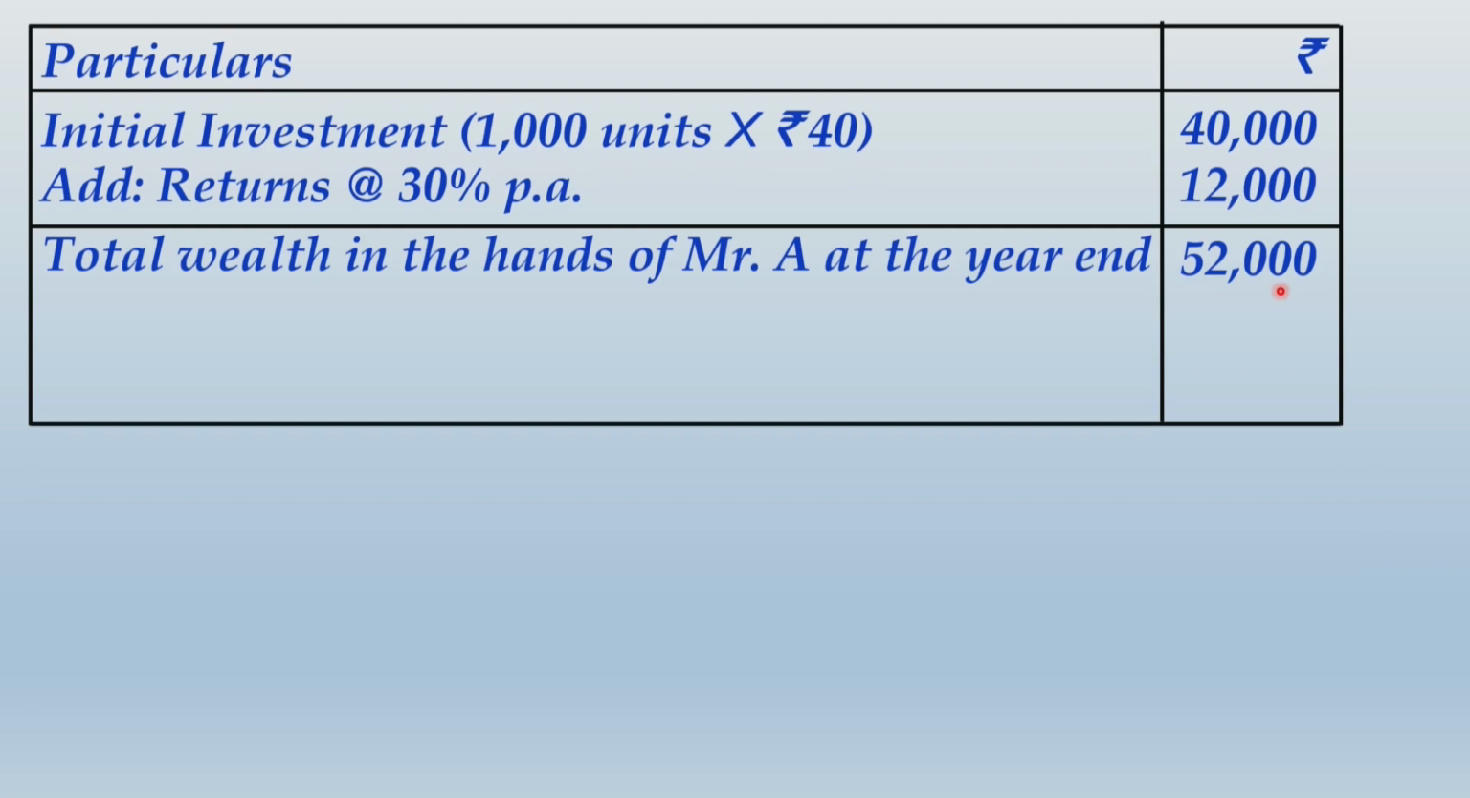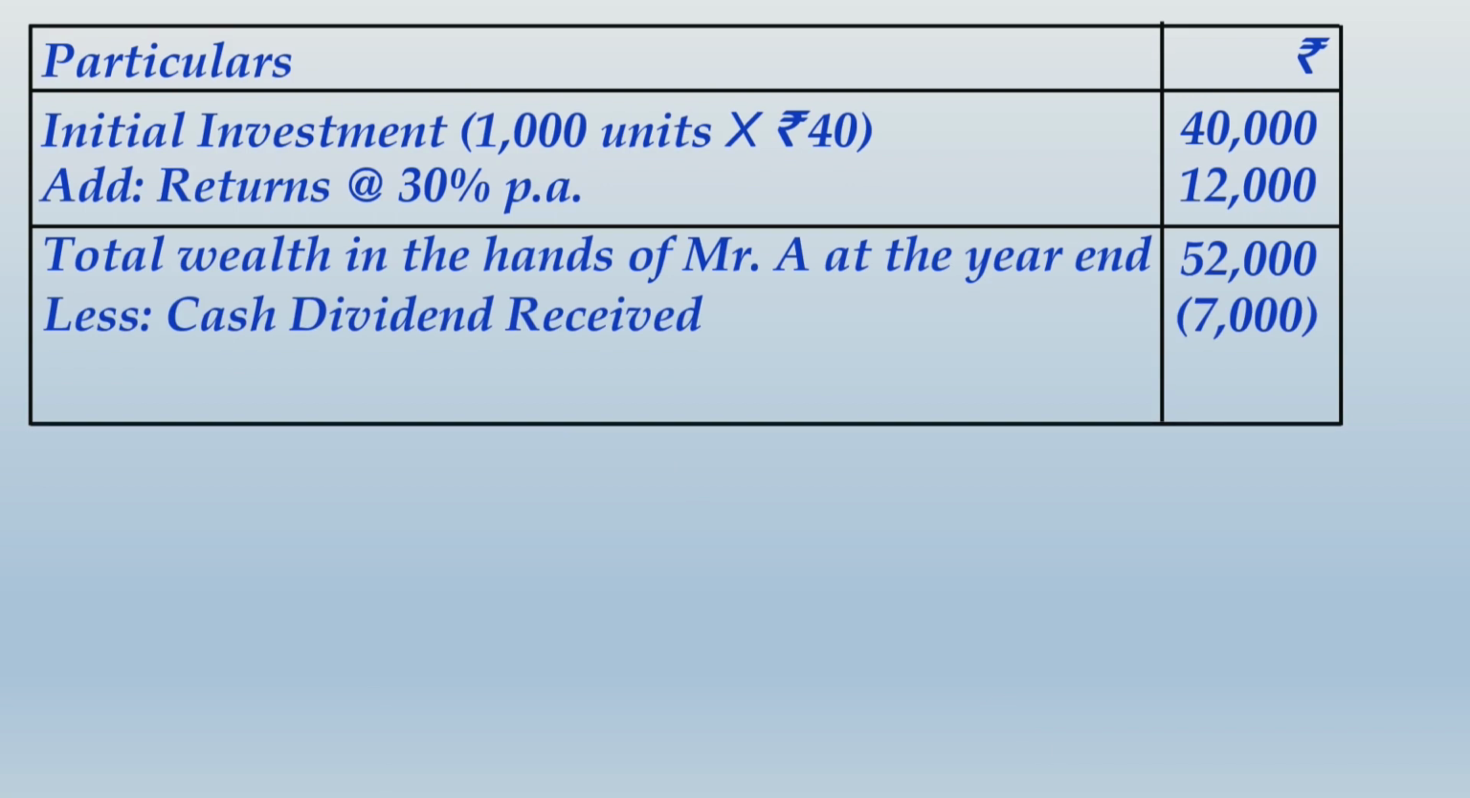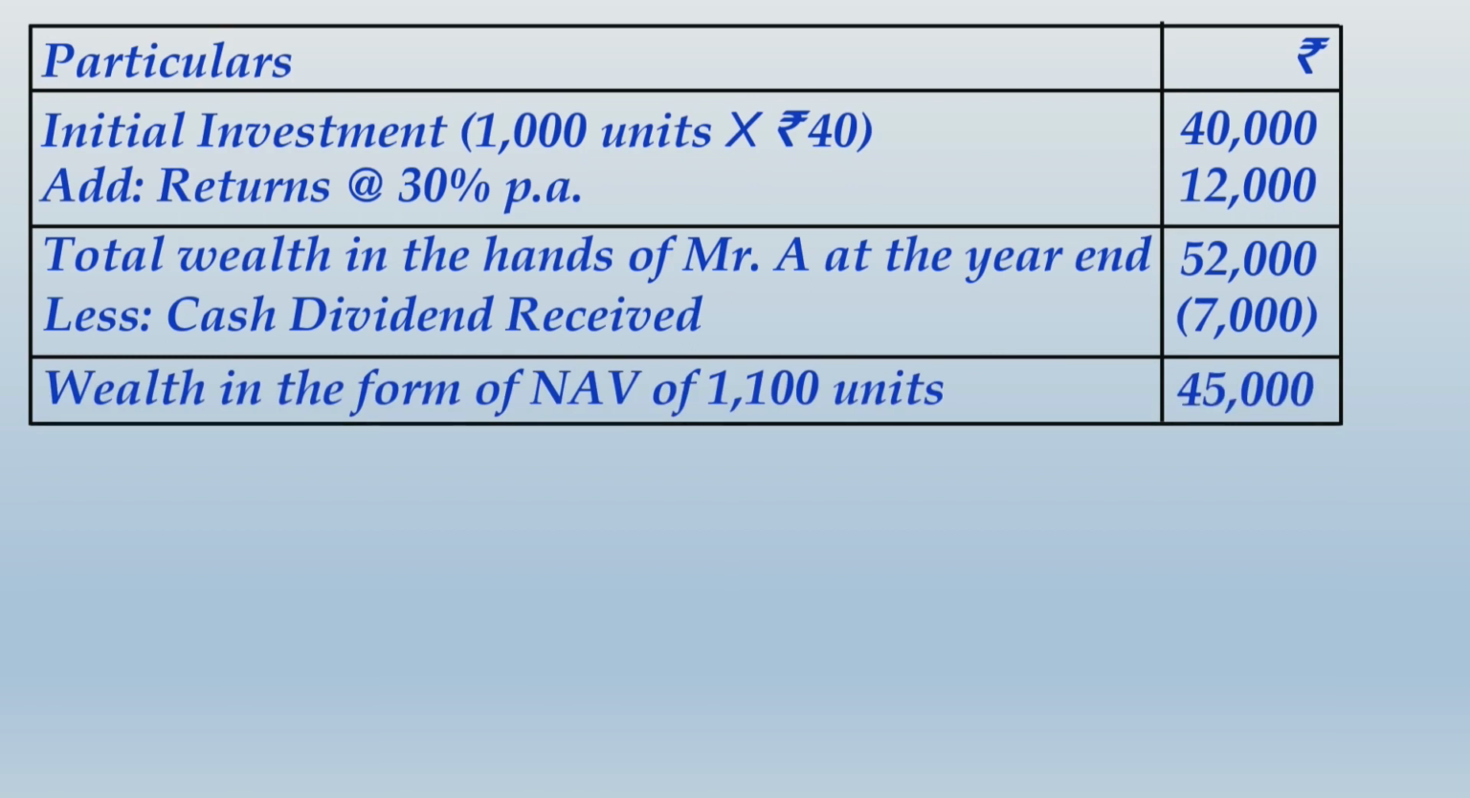This is the total wealth. Total wealth includes three things: original number of units, bonus units, as well as dividend. First, what we do is we subtract the cash dividend. Cash dividend was 7,000 in total, correct? Rupees 7 per unit multiplied by 1,000 units, it was 7,000, and the wealth in the form of NAV will be 45,000. Now this NAV represents NAV of 1,100 units.